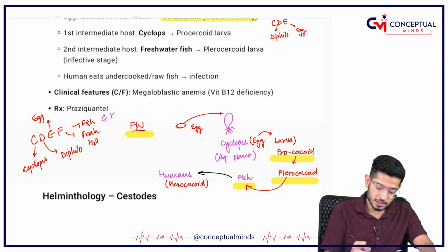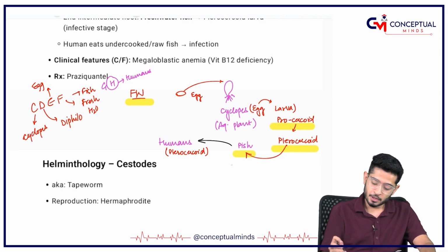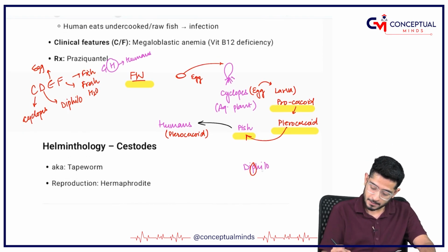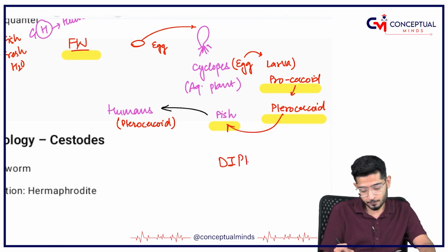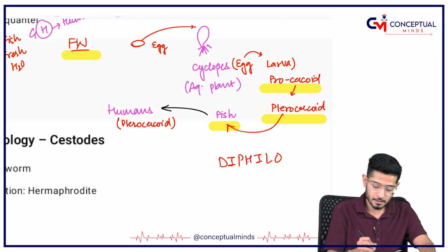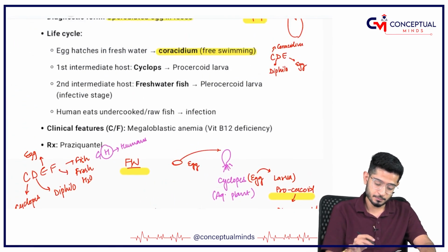Leave G, come to H, H for humans. So after the fish, it is going to be taken by the humans. And please remember what is important in Diphyllobothrium: P is important, and then this I. I'll zoom in for you. So P, what is P? P for the name of the larva, the prosarcoid larva and the plerosarcoid larva, and I is going to be the infective form. So this is how you are supposed to remember this.